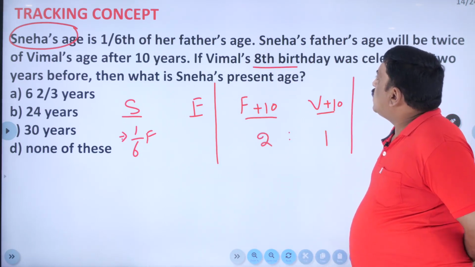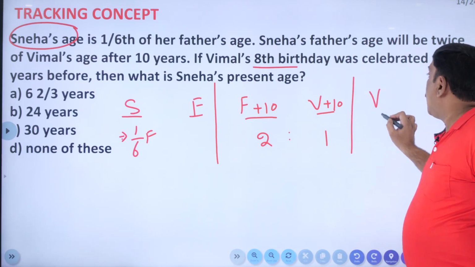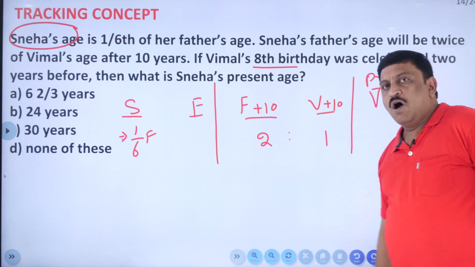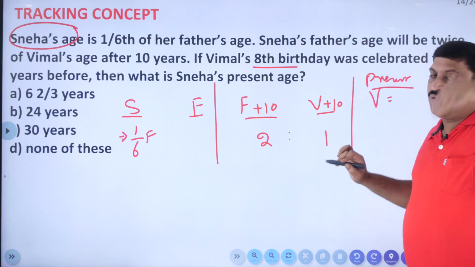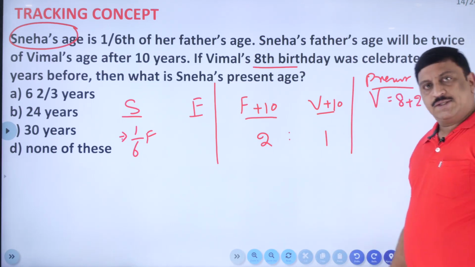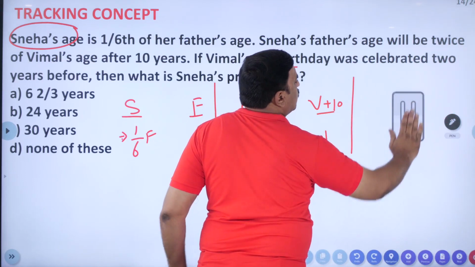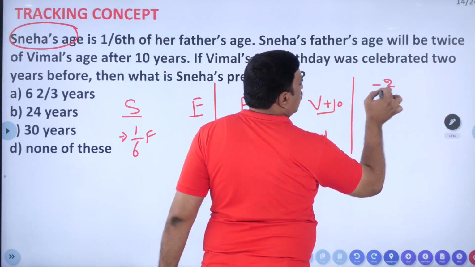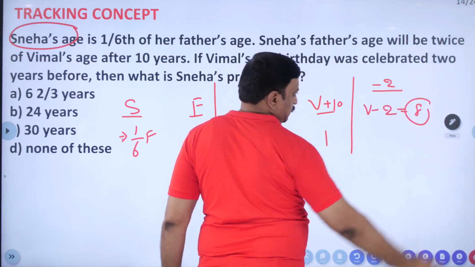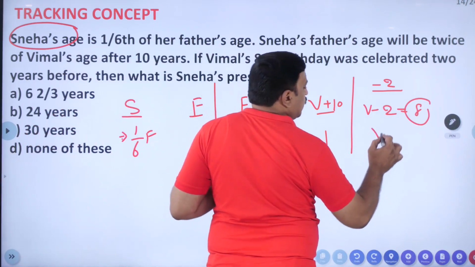And after this, what happened? Vimal's 8th birthday was celebrated. Okay, Vimal is directly given. His 8th birthday was celebrated 2 years back. Means what is present? This is present Vimal information. 2 years ago, Vimal was how much? His 8, means present how much? 8 plus 2, that is 10. Actually I have to go with 2 years back of Vimal. V minus 2 is equal to 8. So Vimal should be, first of all, 10.